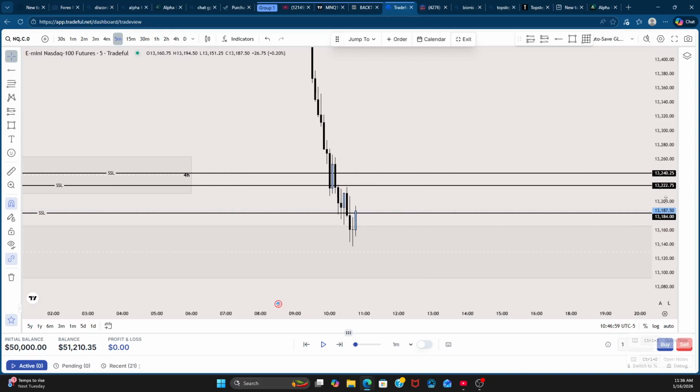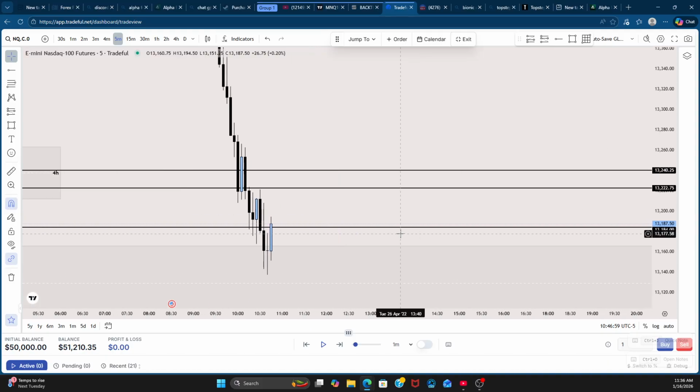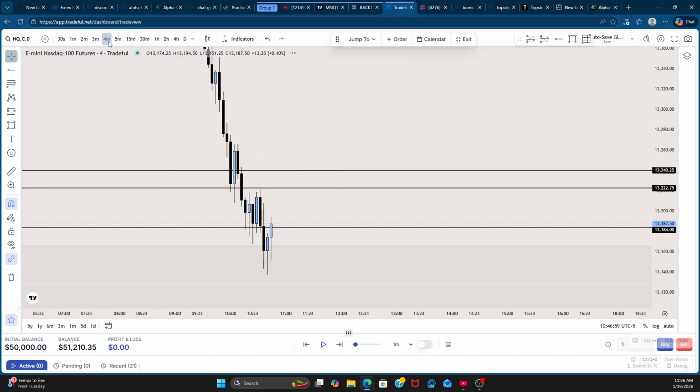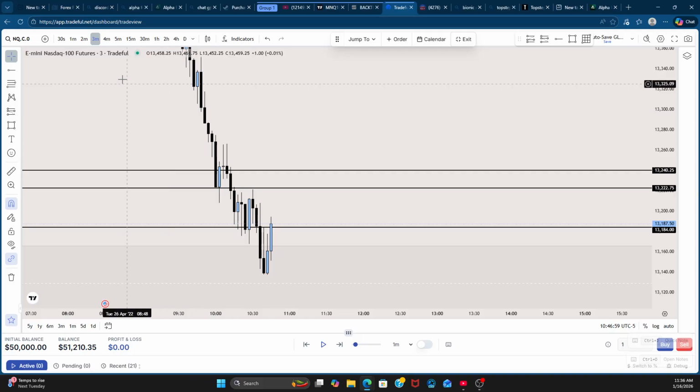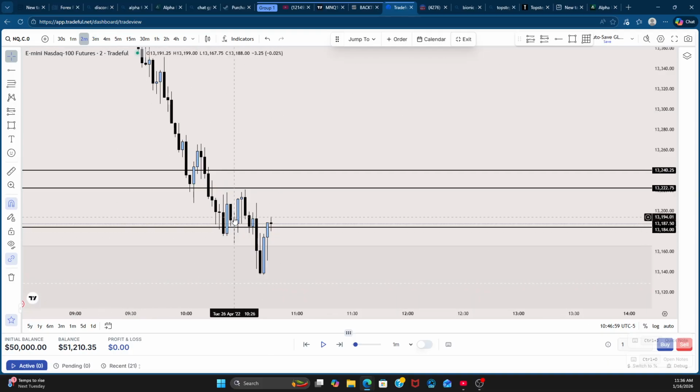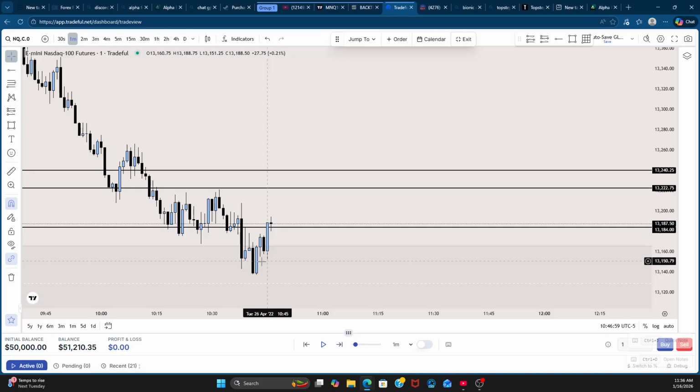Are we going to be able to get an entry on this? That is not a gap. That is not a gap. That is not a gap. No gap here. No gap here. Fucking A, dude.